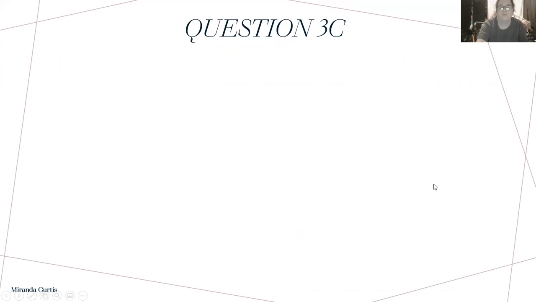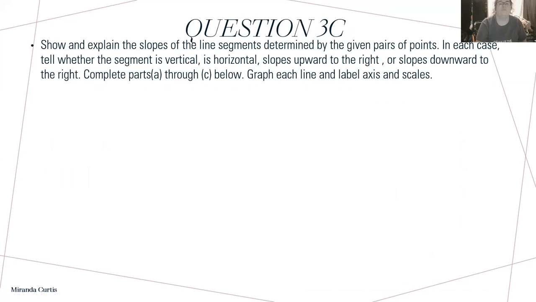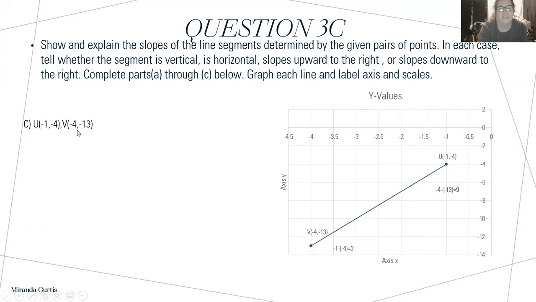Okay, here is C3. Show and explain the slope of the line segment determined by the given points and tell whether the segment is vertical, horizontal, slopes upward to the right, or slopes downward to the right. Okay, so here's our new point. Here's C. U is (-1, -4). V is (-4, -13). Okay, here is our graph. We have the y-axis right here and the x-axis.